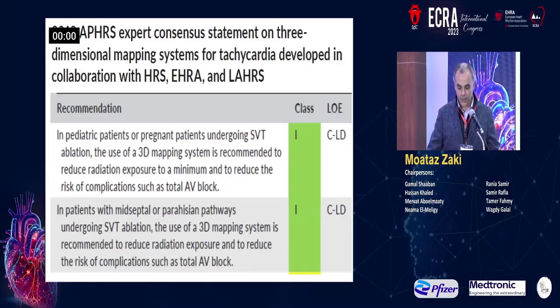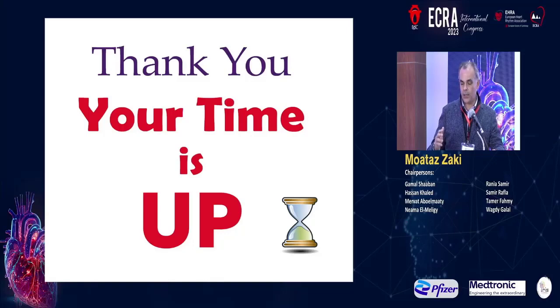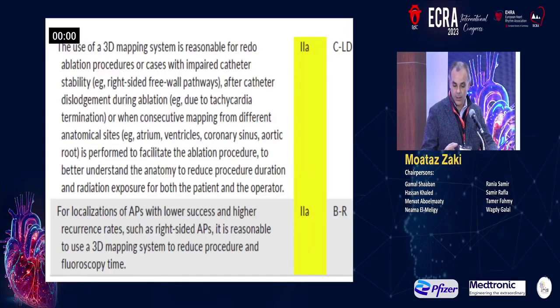I think I'll just skip to the consensus, the summary of this presentation. So in 2019, the HRS, together with the Asia Pacific HRS, concluded that it's a class 1 indication to use 3D mapping in SVTs in, for example, pregnant patients, pediatric patients, and also with midline accessory pathways like mid-septal and anteroseptal pathways. And it should also be a class 2A consideration to apply 3D mapping in patients who are deemed to have high failure rates, like, for example, right-sided accessory pathways, unstable catheter position, or difficult positions to ablate.